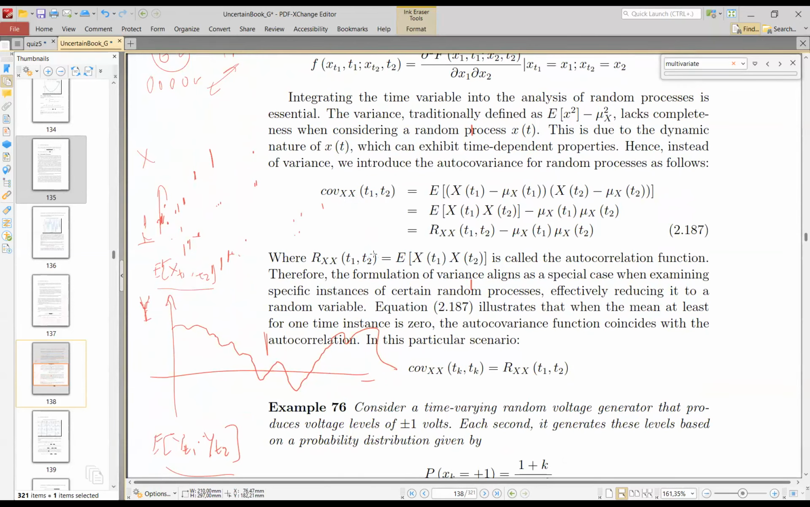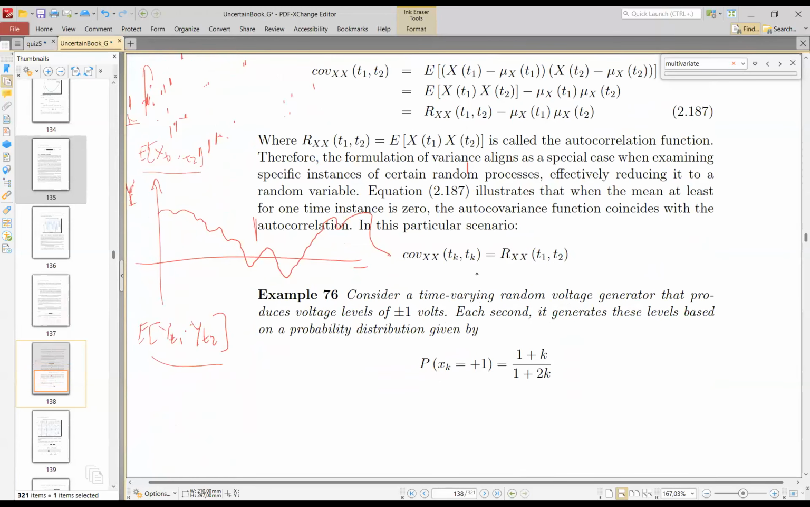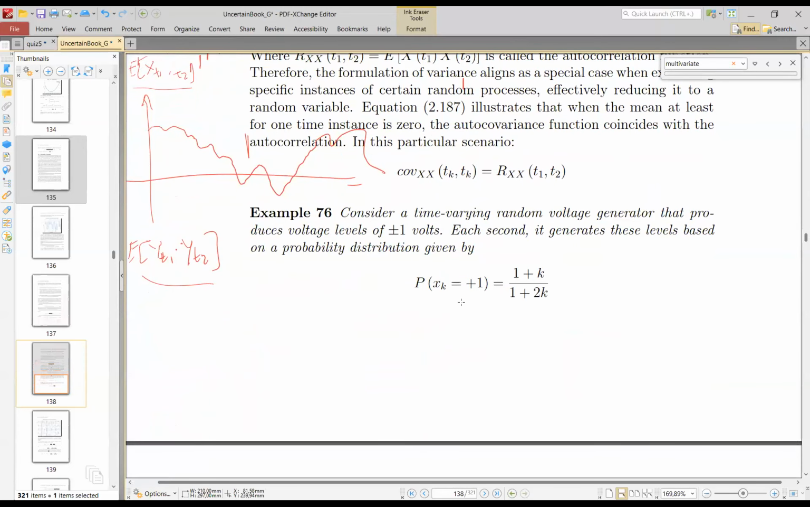This is the way to compute the covariance in a random process. The covariance is the expected value of x at t1 minus mu at t1, now we are talking in a general way, times x at t2 minus mu at t2. This gives us the autocorrelation between t1 and t2 minus the multiplication of the mean process at t1 and the mean process at t2. And of course, if we have zero mean in any of the processes, then the covariance will be the same as the autocorrelation.